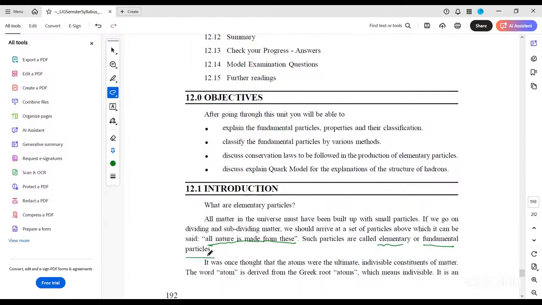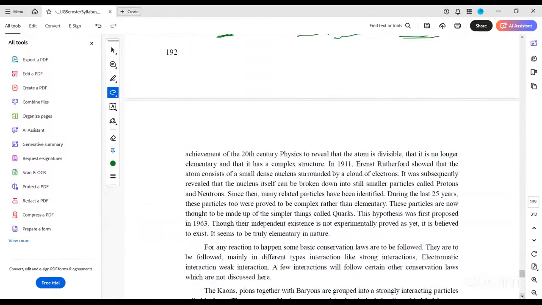So what is a fundamental particle? The universe consists of small particles. That particle is further divided until it is indivisible. Up to where we divide, further it is not possible to divide. Up to that extent we are dividing the particles. These particles are called fundamental particles. The name atom came from a Greek root. What is the meaning of atom in general? Atom means indivisible, meaning we cannot divide it further.